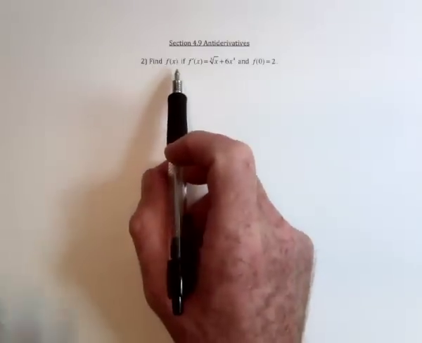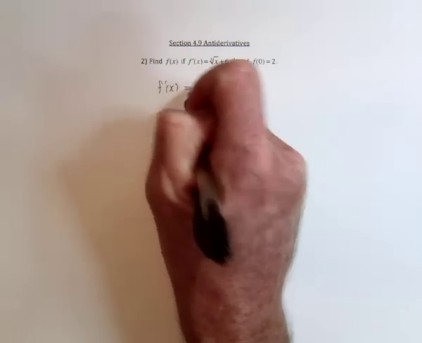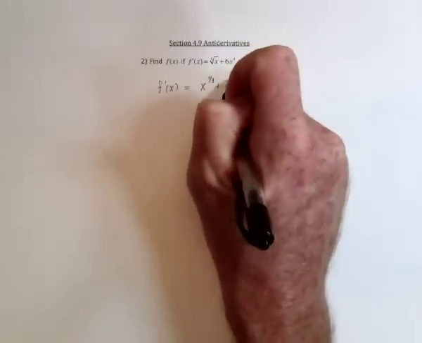So to begin with, we're finding the antiderivative. So here's the derivative. And this one should be rewritten as x to the 1/3. Now we're using the general power rule backwards.